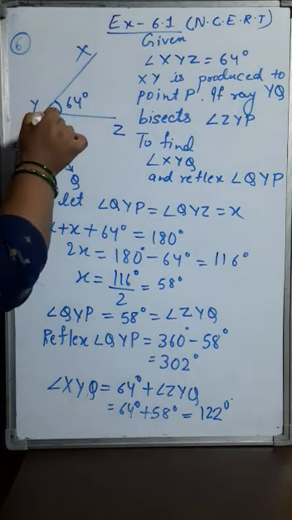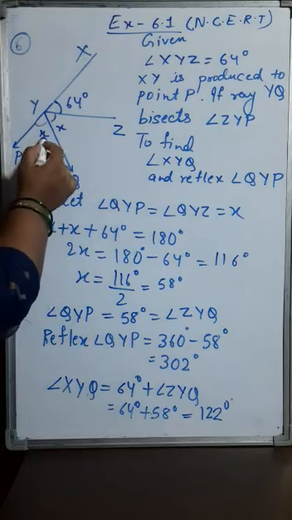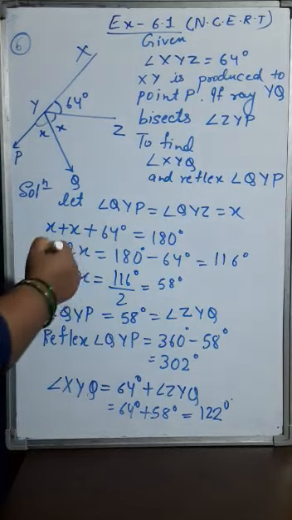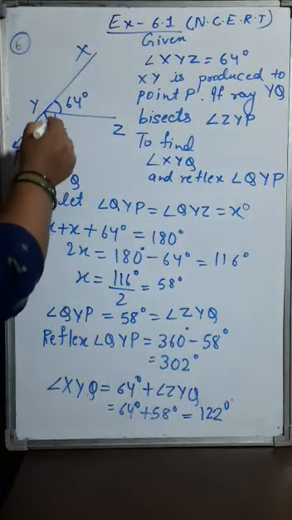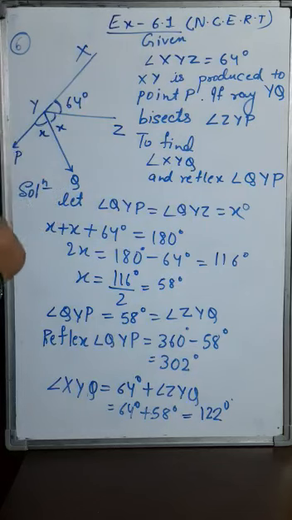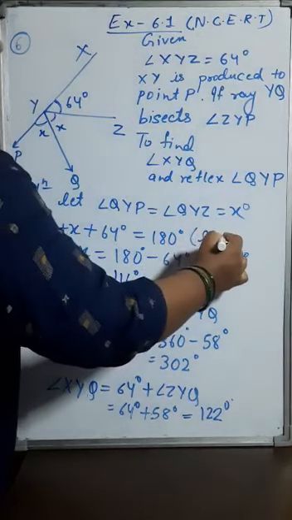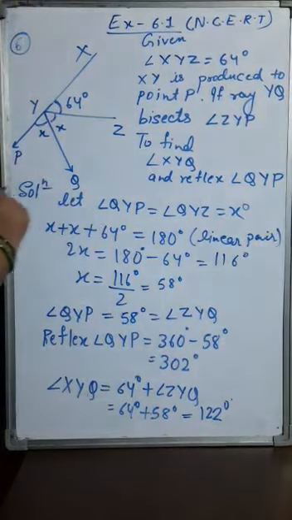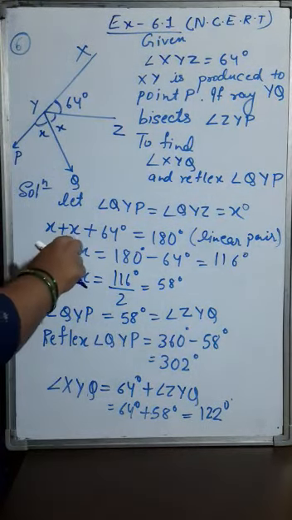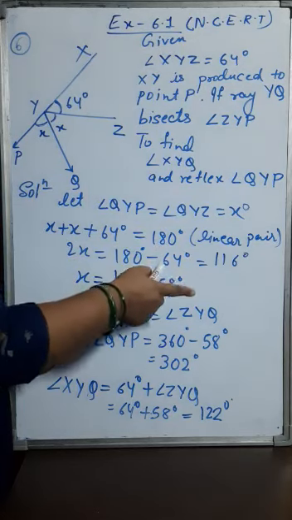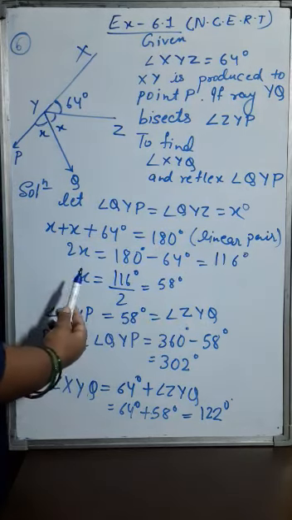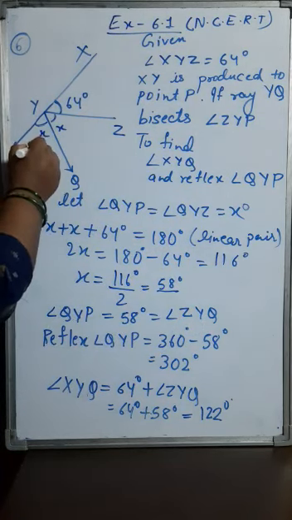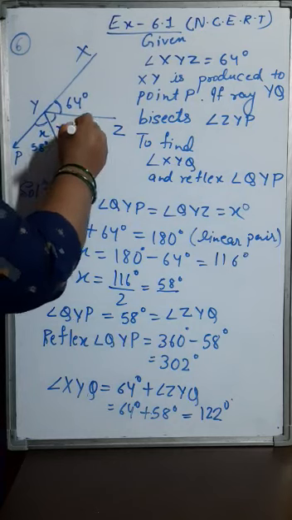So, two angles are formed. Each angle can be taken as X. So, we have assumed QYP is equal to QYZ is equal to X degrees. Now, see, these two X and 64 make a linear pair. So, we can write X plus 64 is equal to 180 degrees. X plus X is 2X is equal to 180 minus 64, which is 116 degrees. So, X is equal to 116 by 2, which is 58 degrees. So, each X we are getting 58 degrees.